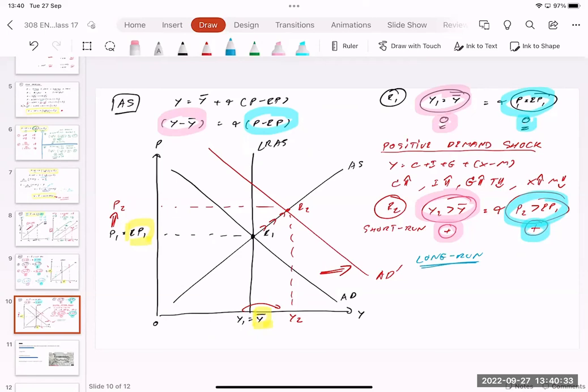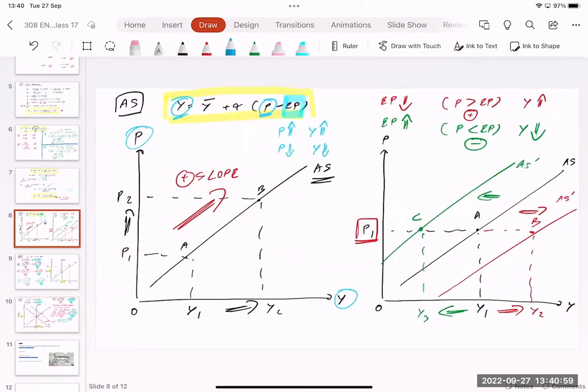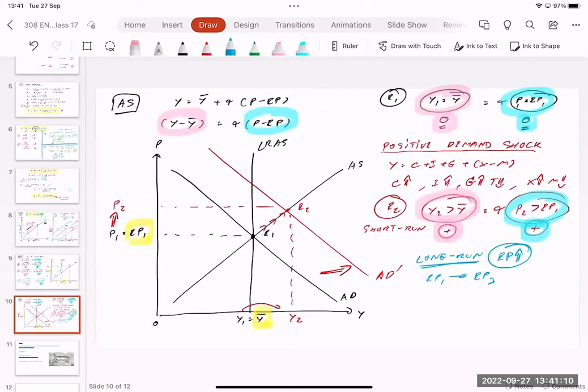In the long run, firms start to adjust their price, what they think about the price. They adjust the expected price. Now they know that the economy is really good, so they start to increase the expected price, let's say from EP1 to EP3. As I told you here, when firms increase the expected price, the aggregate supply curve will shift to the left, like this. The equilibrium point changes from E1 to E3, with the expected price increasing from EP1 to EP3.